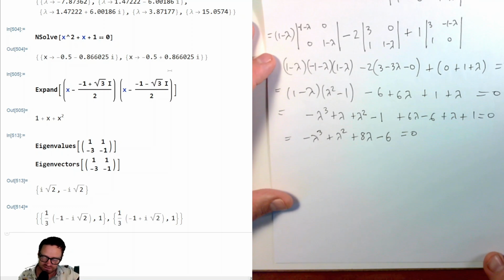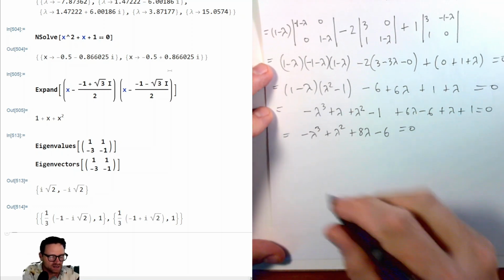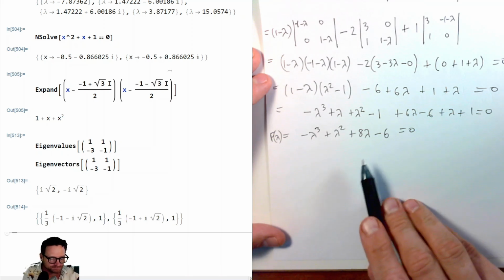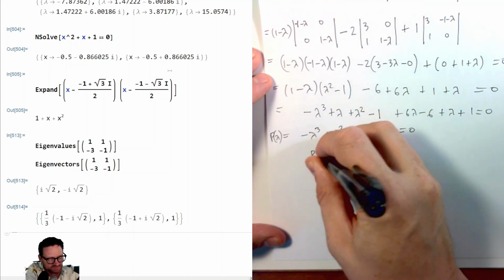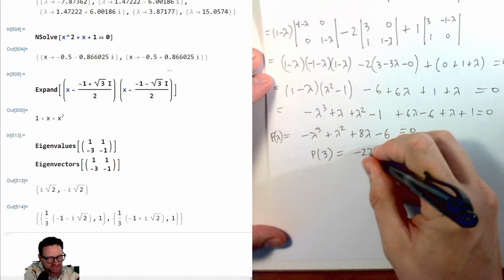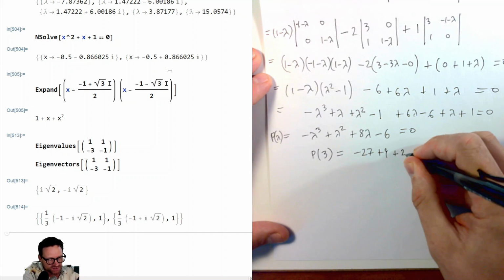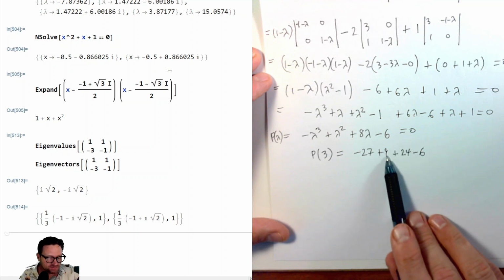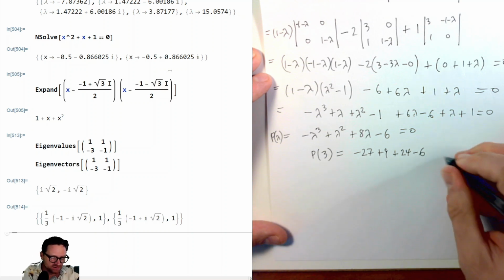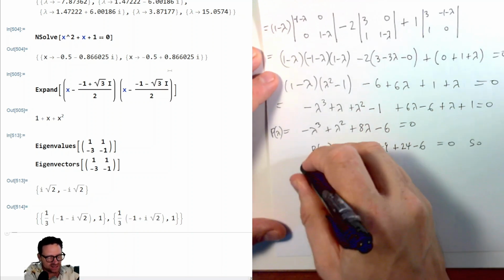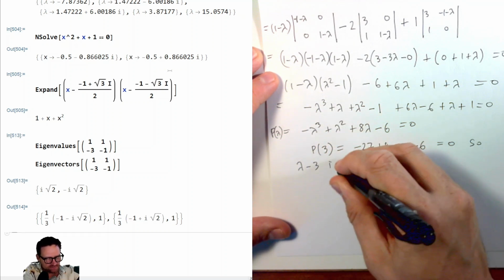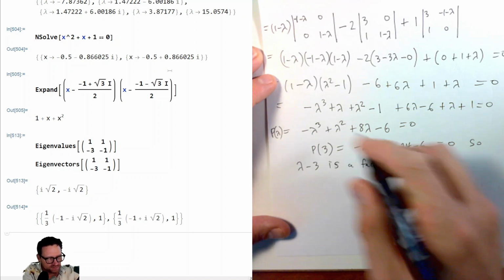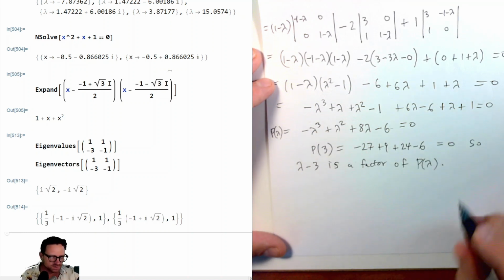Okay, and now what are the factors of this? Let's have a look. Now let's call this P of lambda. So if we sub in 3, for example, P of 3 is equal to minus 27 plus 9, 8 times 3 is 24, minus 6. So this is 33 minus 27 is 6, minus 6 is 0. And so what that tells us is that lambda minus 3 is a factor of P of lambda, which is this. We're trying to find roots of this. So we can do the rest by long division.